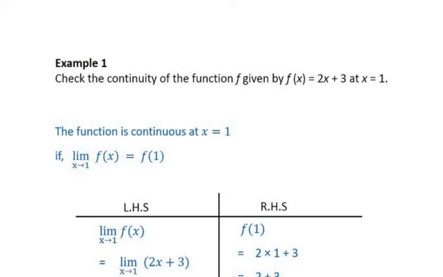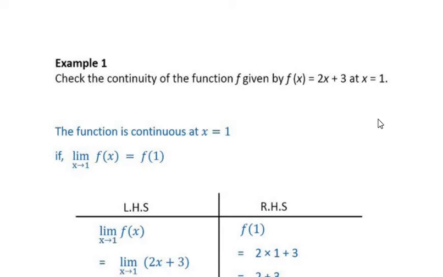Now, mathematically, how can we check whether the given function is continuous or not? To check the continuity of the function f(x) = 2x + 3 at x = 1, we have to check the value of the function in the neighborhood of x = 1. Neighborhood of x = 1 means we consider the different values of the function at different values of x, but they should be close to 1.